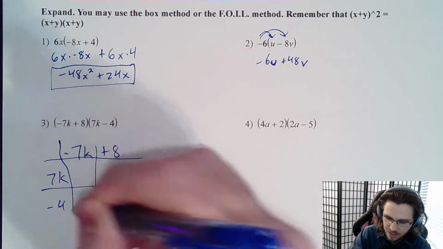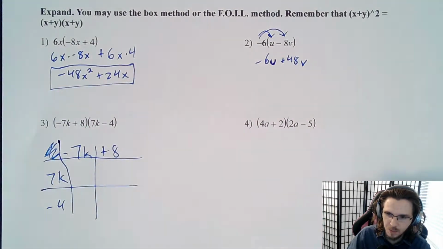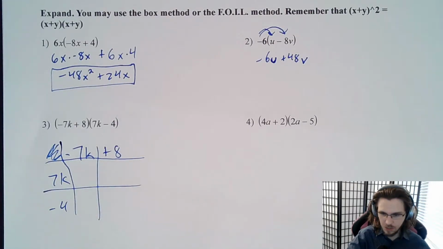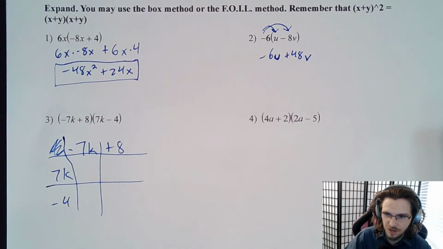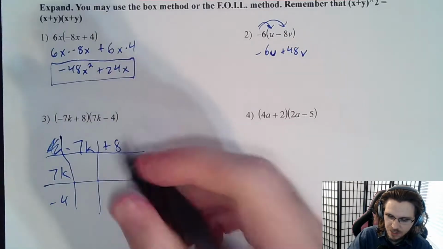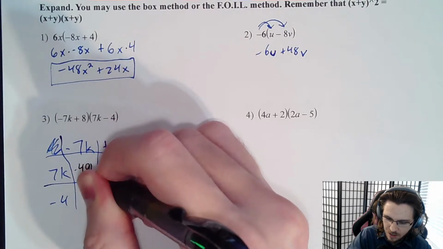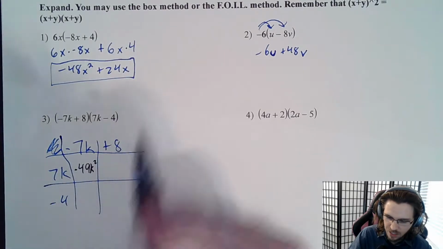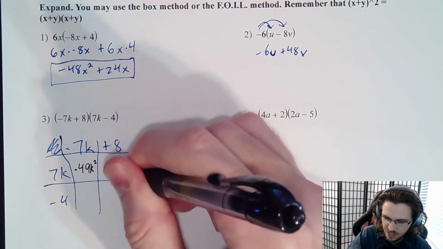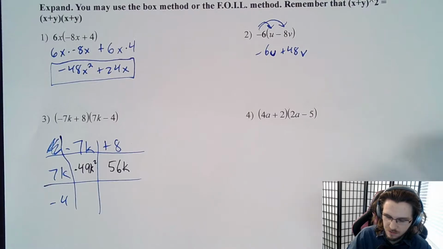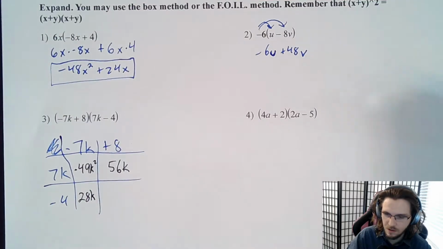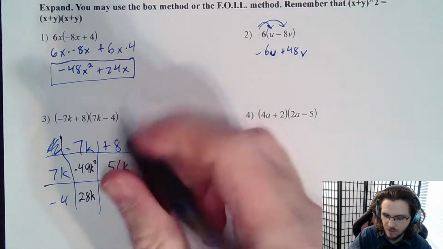Some people like making the box first. Nothing goes up in the corner. And you just multiply where the boxes run into each other. I like switching colors when I do this, so I'm going to switch over to black. Negative 7k times 7k is negative 49k squared. And then 7k times 8 is 56k. And negative 7k times negative 4 is 28k. And then 8 times negative 4 is negative 32.